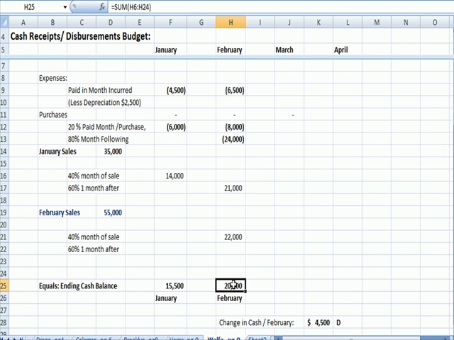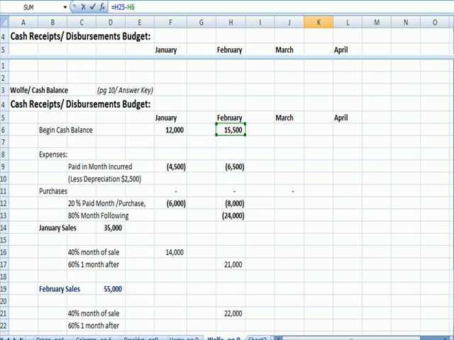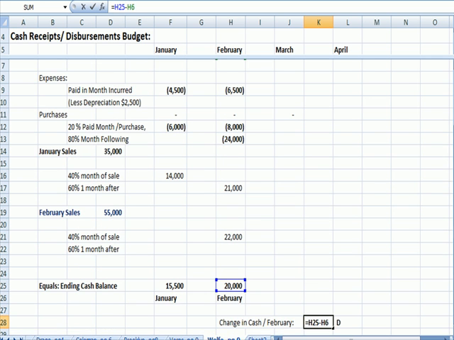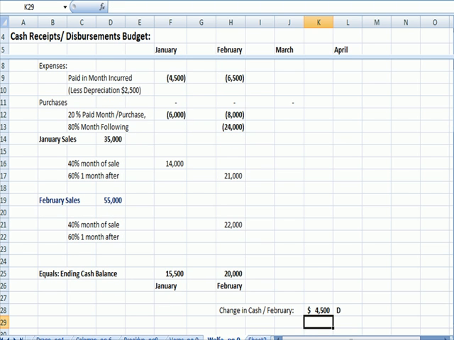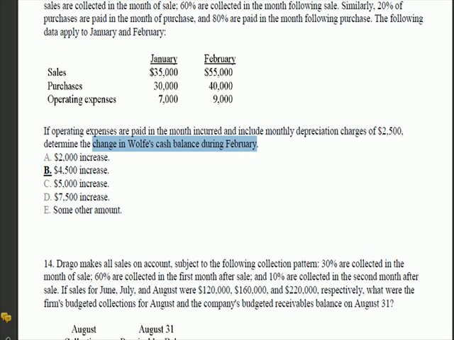Now, what were we being asked in the question? We were being asked for the change in cash just for February. So this cell represents the 15,500 beginning balance less the $20,000 ending. There's my change in cash for February. It is not from January 1st to the end of February, it's just February. So if I go over here, you'll see that $4,500 is highlighted as an answer choice.